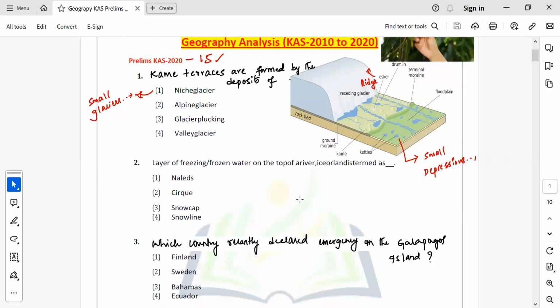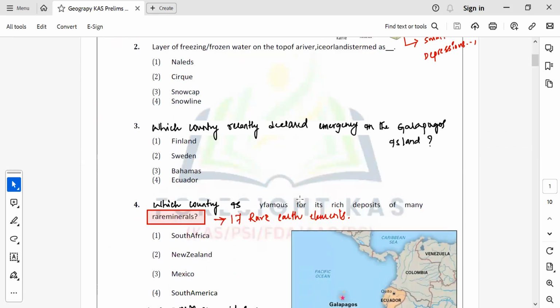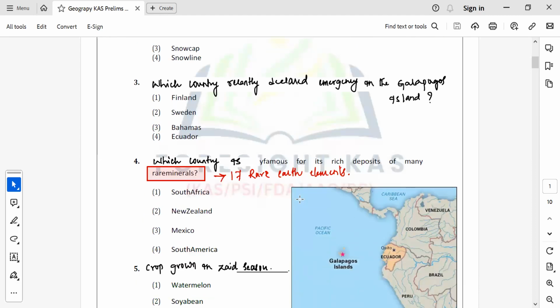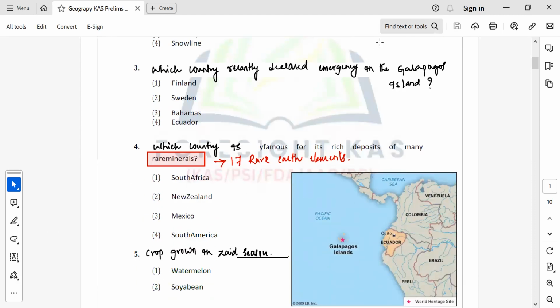Now, third question, we'll go very slowly, but we will understand very deeply because this will help you for all the exams conducted by KPSC. So this is current affairs. Which country recently declared emergency in Galapagos Island? So remember, whenever the name of a country appears in news, you have to read. Like Maldives might have been in news. So go and look where Maldives is located and how it is important for India.